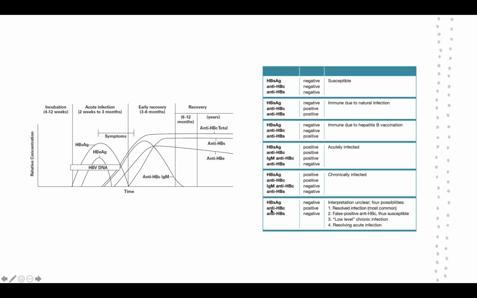Now, when just the antibodies against the core antigen is positive, there are different sorts of possibilities, and this should be further investigated. So if just the core antigen is positive, then we should be thinking whether this is a resolved infection, so it's just been resolved and it's taking some time. Or if there is a false positive, if there's a low-level chronic infection, or if there is a resolving acute infection. So these are important possibilities to consider.